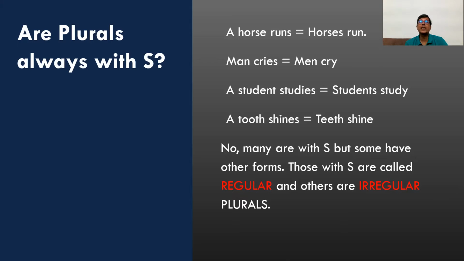So that means all the plurals are not there with S. That means there are some plural nouns which follow other rules. They don't follow the rules in which we add S or ES for making plural. So what are they called? So those with S are called regular plurals and others are called irregular plurals.